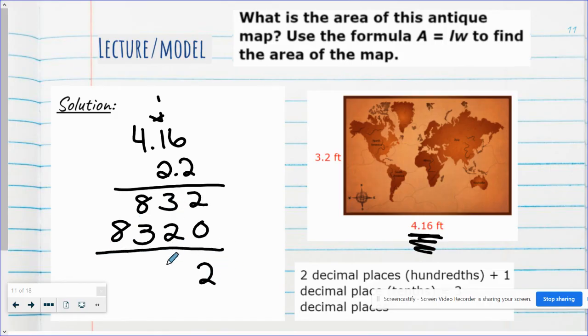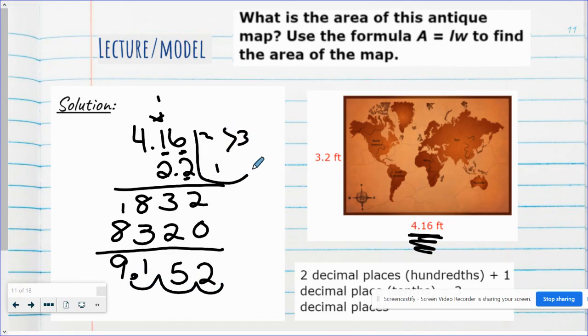Add them together. 8 and 3 is 11. 1 plus 8 is 9. All right, so same thing here. We're actually going 3 places again because we have 2 places in the first number, 1 place in the second number, so we scoot 3 times. So our final product is 9 and 152 thousandths.